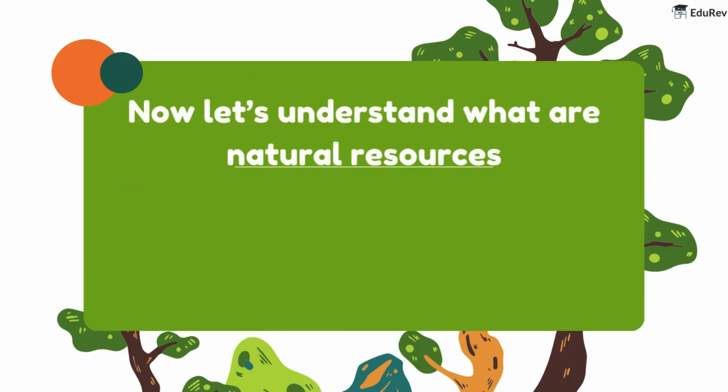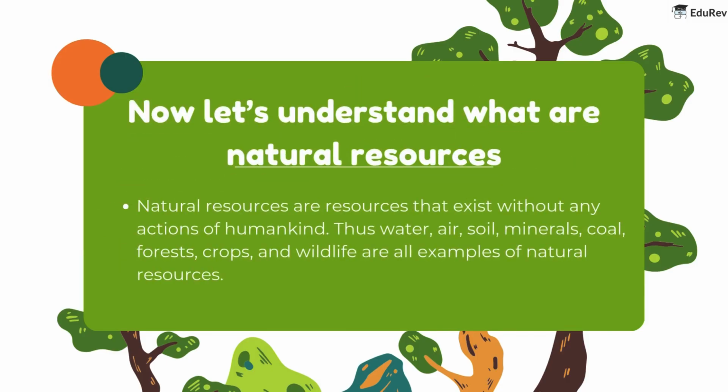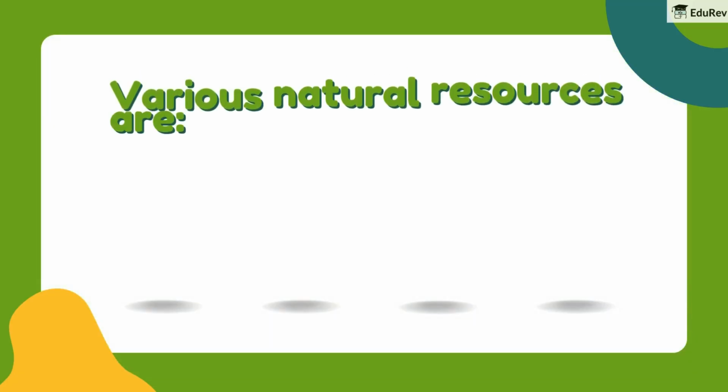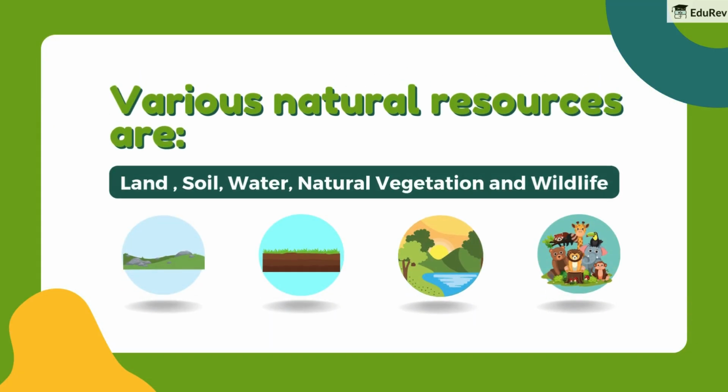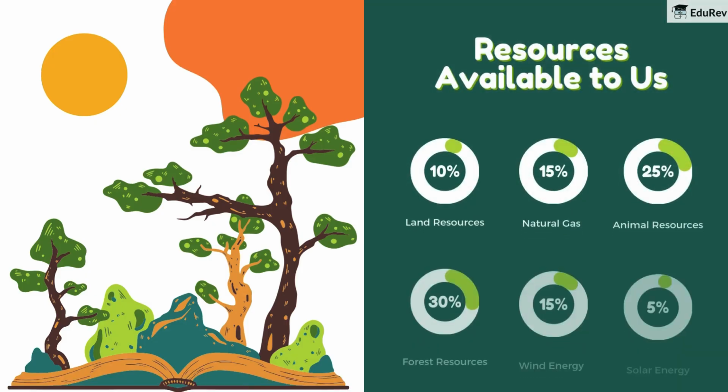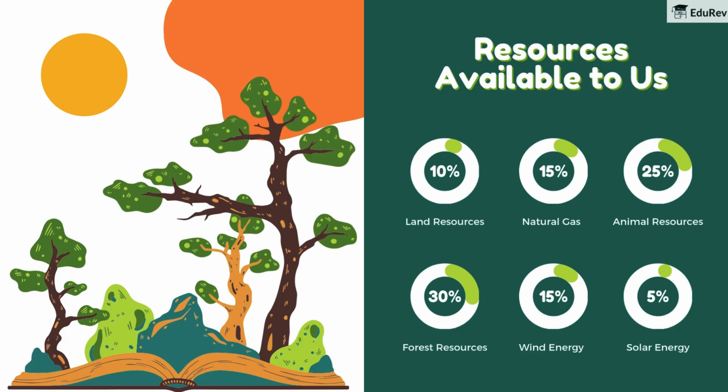Now, let's understand what natural resources are. Natural resources are resources that exist without any actions of humankind. Thus, water, air, soil, minerals, coal, forests, crops, and wildlife are all examples of natural resources. Various natural resources are land, soil, water, natural vegetation, and wildlife. Out of total, the resources available for us to use are limited.